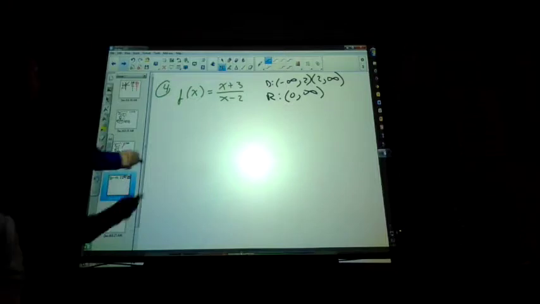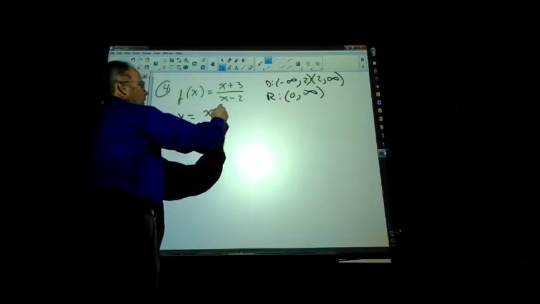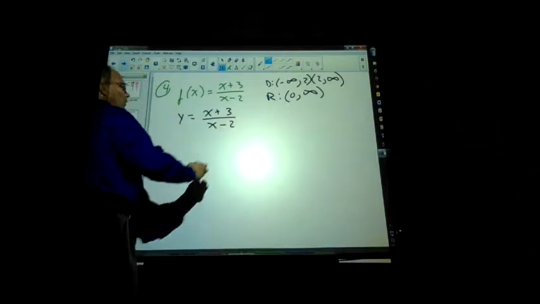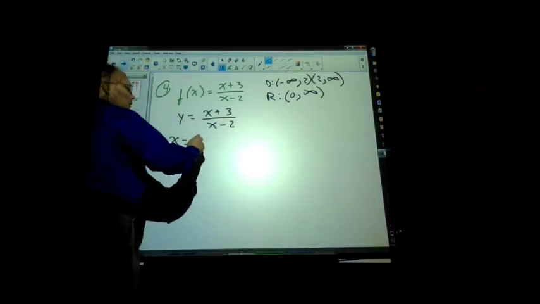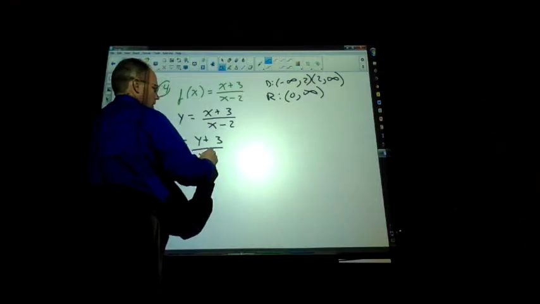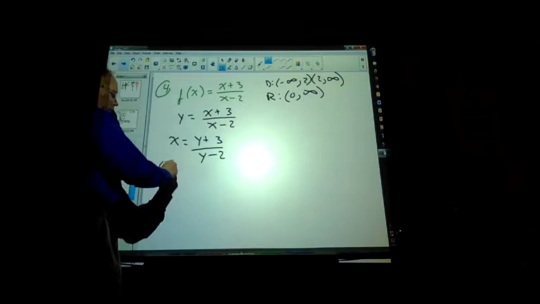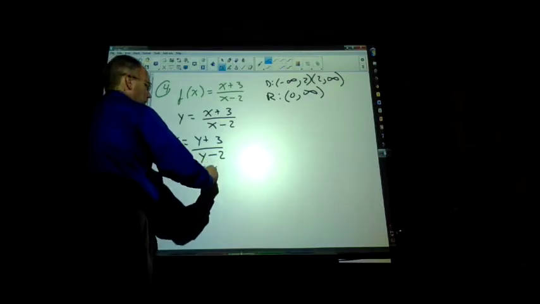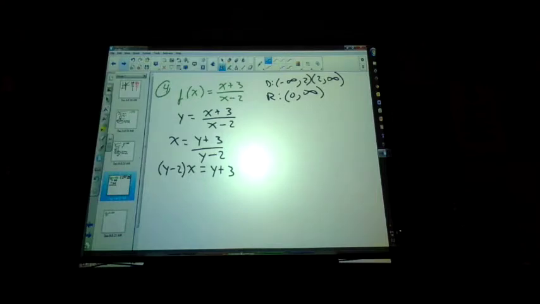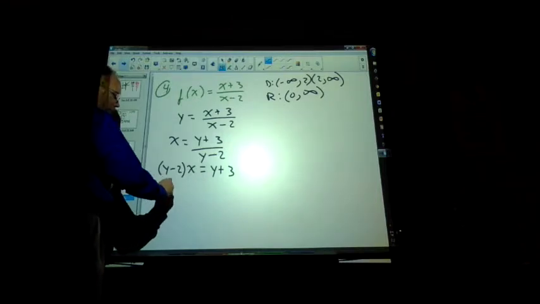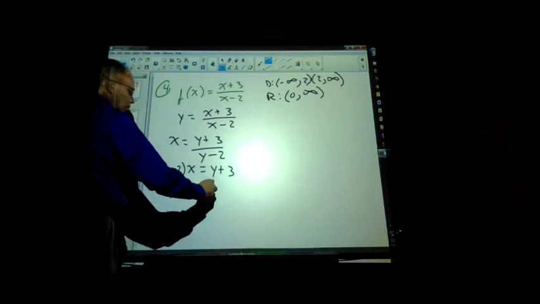Inverse. Pretty sure you're going to see one very similar to this on the quiz tomorrow. How am I going to solve for y? So let's multiply both sides by the y minus 2. So I'm going to get y minus 2 times x equals y plus 3. Let's distribute, so I get x times y, or xy minus 2x is equal to y plus 3.